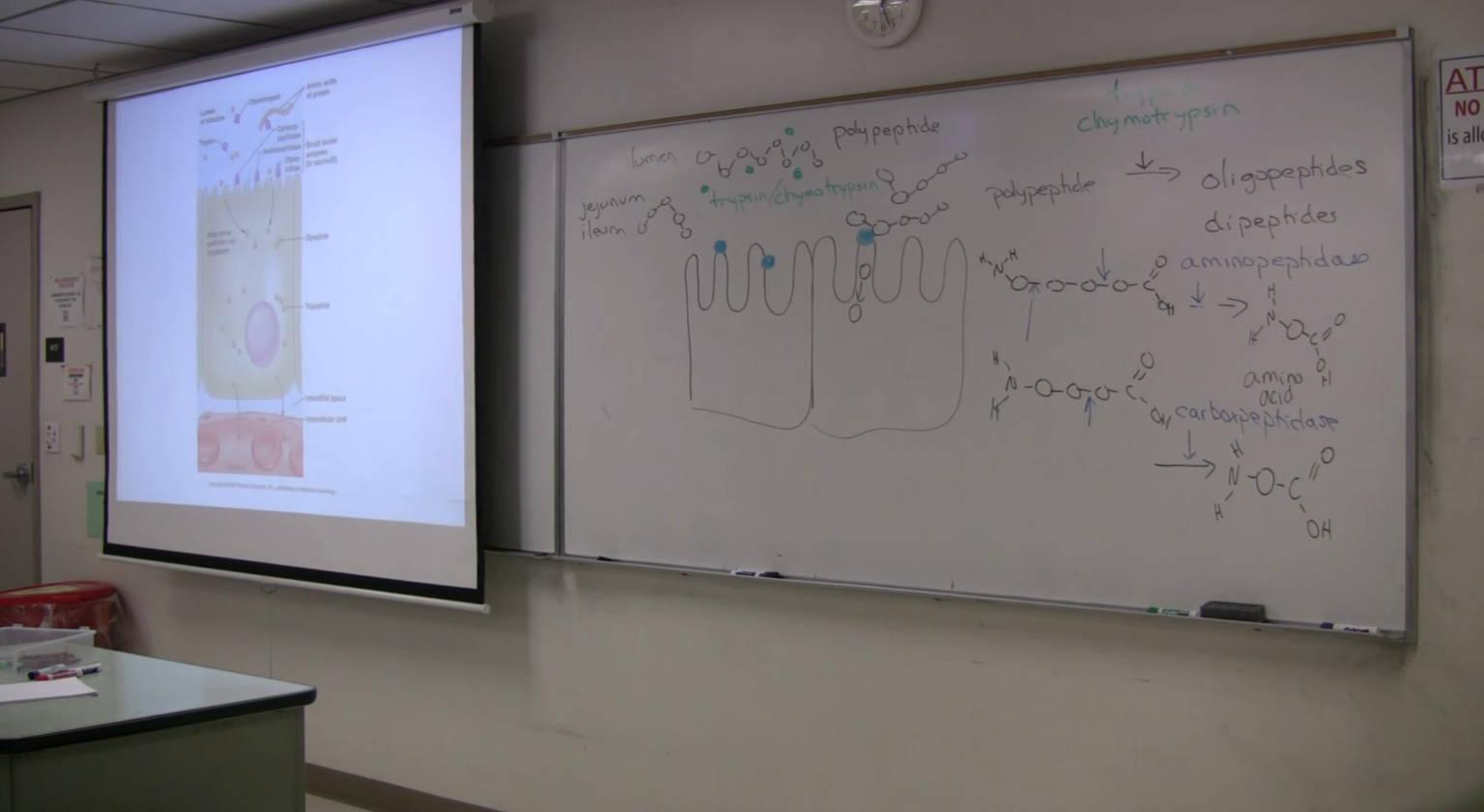So all those words and drawings look complicated, but if you just think of it, we go from long chains to short chains to individual amino acids released from either end, depending on the enzyme that's interacting with them.